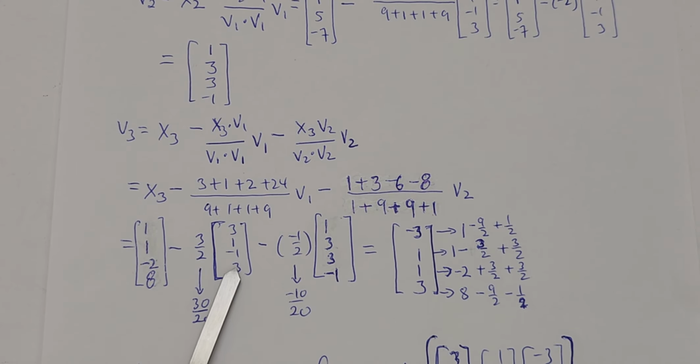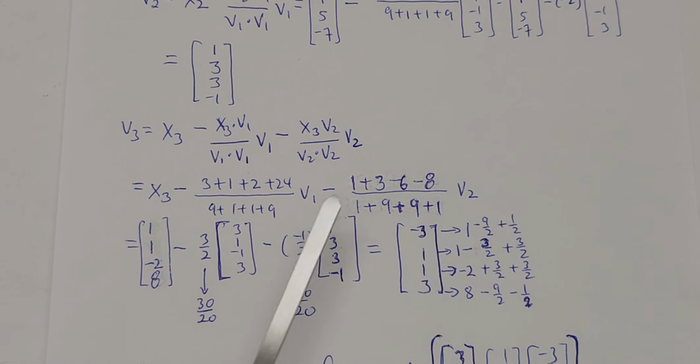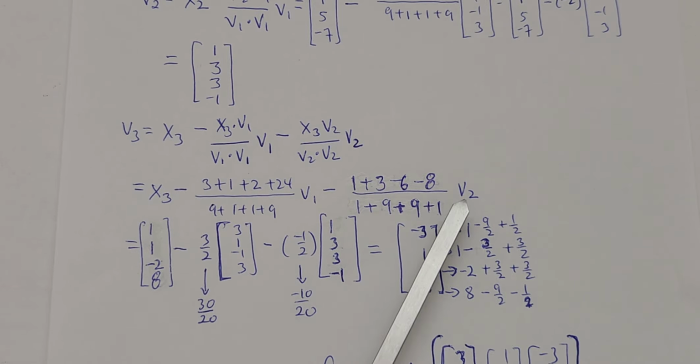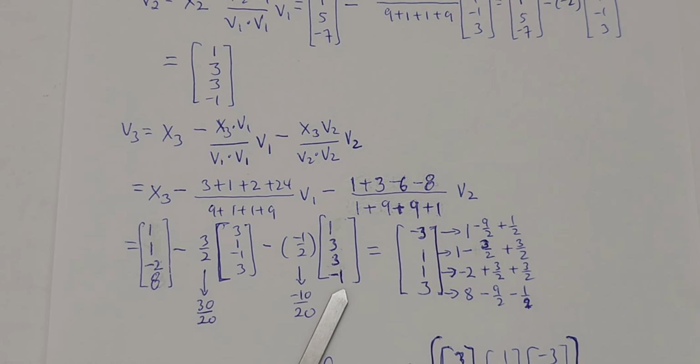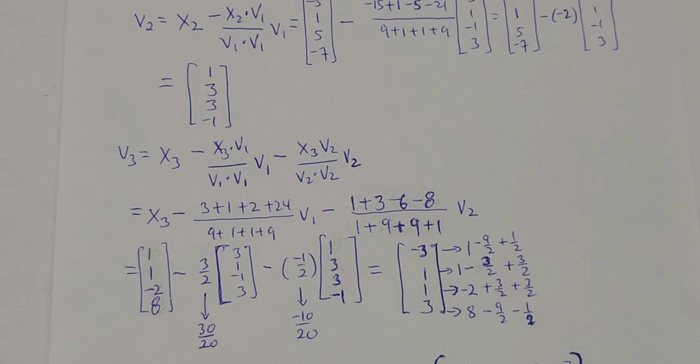V1 is the column 1. Don't forget this minus right here. Add the top, add the bottom, divide, gives me negative 1 over 2. V2 is this right here, so bring it down. Okay, and then the rest is just add, subtract, and multiply all the way across.